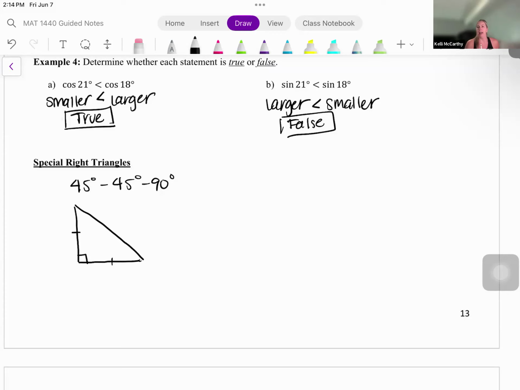We did classify triangles by their side lengths in a previous video if you wanted to go back and review that. But if we assign the length of one leg to be a value of 1, the other leg is also going to be 1, and it would follow using the Pythagorean theorem that the hypotenuse of this right triangle is the square root of 2.